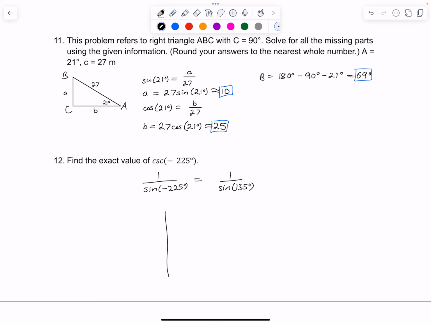And that is on my unit circle. I'm going to draw a picture. 135 is 45 degrees away from 180. It's like right here. And that is a 45, 45, 90 triangle, which means the sine is root 2 over 2. So this is 1 over root 2 over 2, which is 2 over root 2. If you rationalize the denominator, you get just root 2.